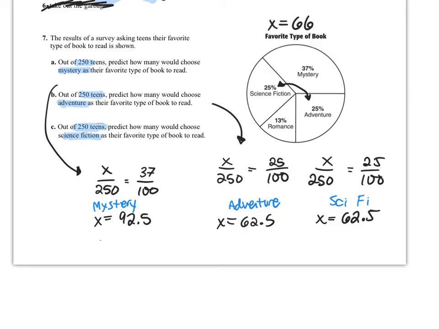All right, so now we have your predictions for mystery, adventure, and sci-fi. Do you notice something kind of funny about these? They have decimals, and we're talking about people. So if I really want to make a reasonable prediction, I'm going to round these to 93 people, 63 people, and 63 people, since we can't have part of a person. But this is how we can use proportions to make predictions based on data from either a table, a circle graph, or even a bar graph.